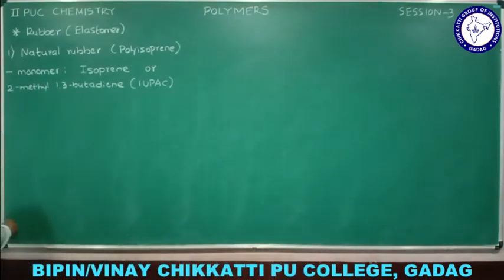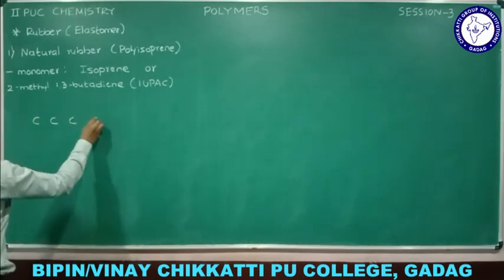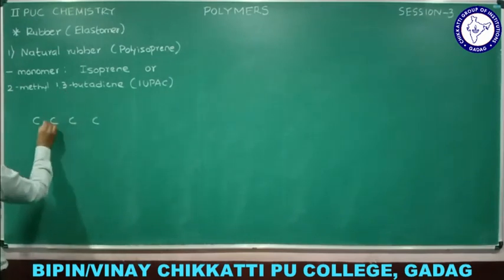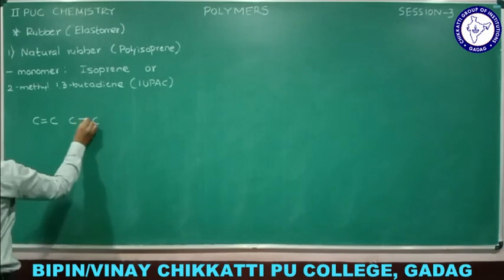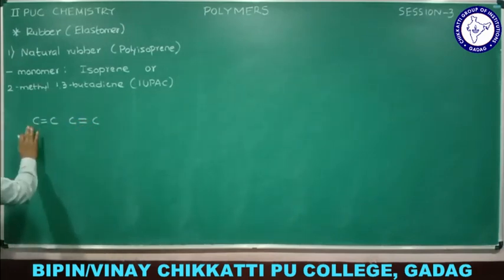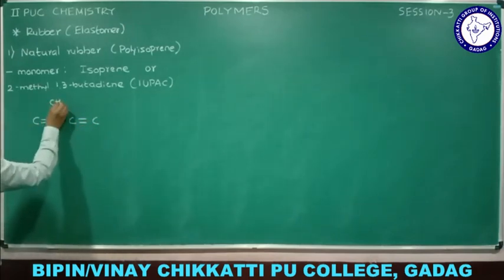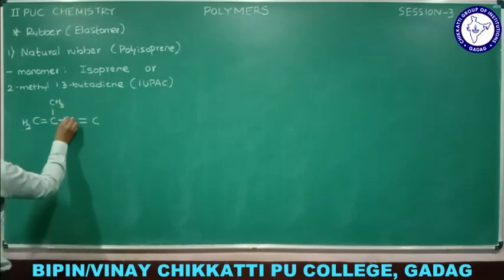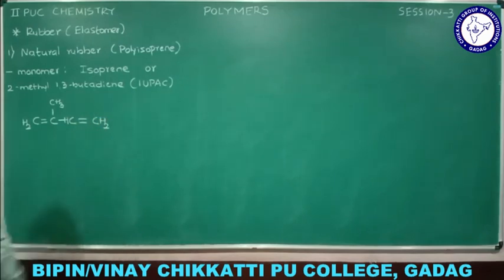2-methyl-1,3-butadiene, we have 4 carbons, right? Diene, so carbon-carbon double bonds at carbon number 1 and carbon number 3. So 2-methyl, on the second carbon we have a methyl group, and I am going to balance it further with hydrogens. This will be the structure of isoprene or 2-methyl-1,3-butadiene, the monomer of natural rubber. This is the condensed formula that we have.